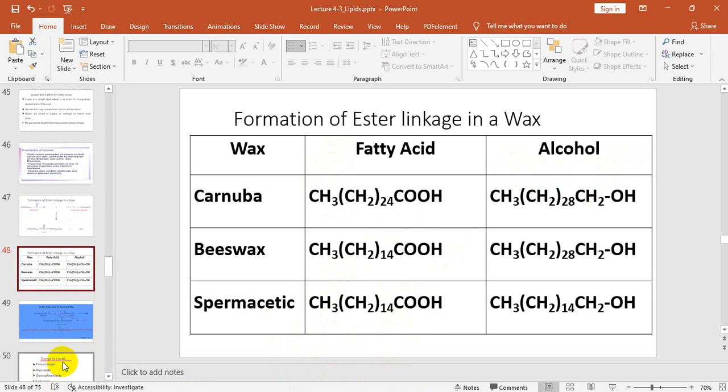Formation of ester linkage in a wax. So look at Carnauba wax. This is the fatty acid that it has. The fatty acid is what? A 26 carbon fatty acid. Then the alcohol it uses is what? This alcohol. Beeswax also, this is it. Spermaceti, this is it.